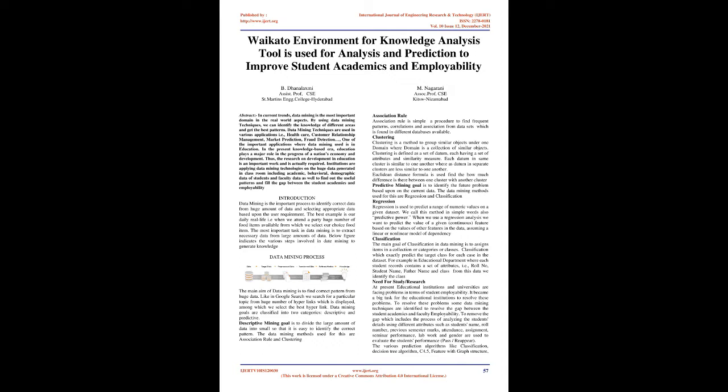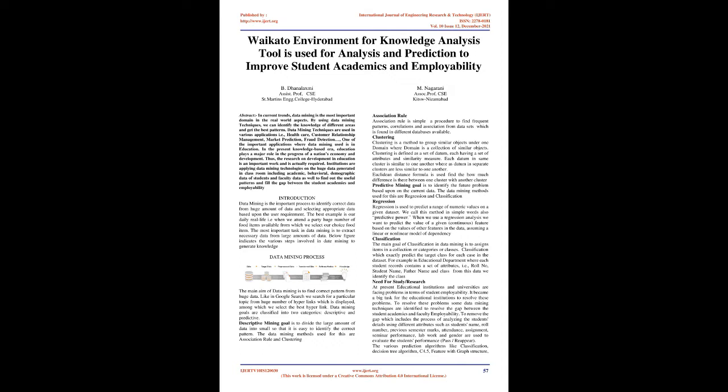The main aim of data mining is to find the correct pattern from huge data. Like in Google search, we search for a particular topic from a huge number of hyperlinks which are displayed, among which we select the best hyperlink. Data mining goals are classified into two categories, descriptive and predictive. The descriptive mining goal is to divide the large amount of data into small so that it is easy to identify the correct pattern. The data mining methods used for this are association rule and clustering.